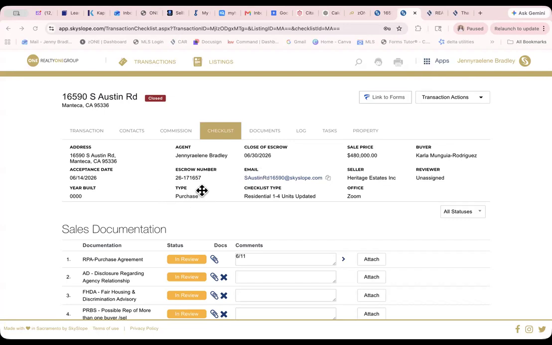Right here, type of representation is exclusive. So I tell them this. Exclusive means I am the only one that can represent you. So if you go to an open house and I'm not there, and somebody asks, "Oh, do you have an agent?" Please say yes. You do have an agent. I am representing you and we are exclusive.